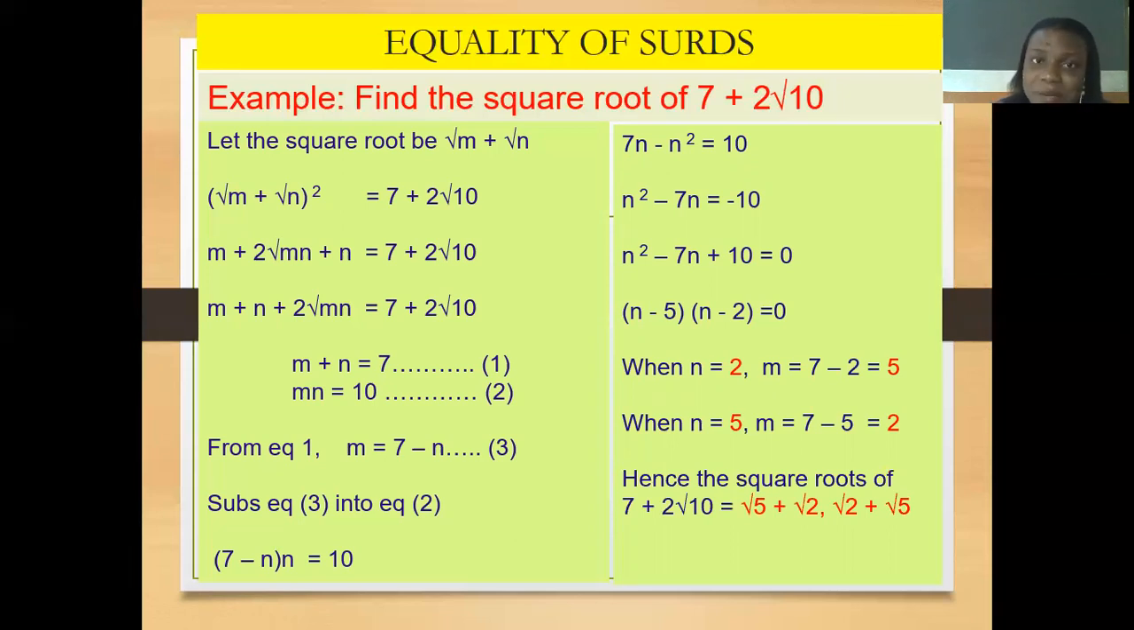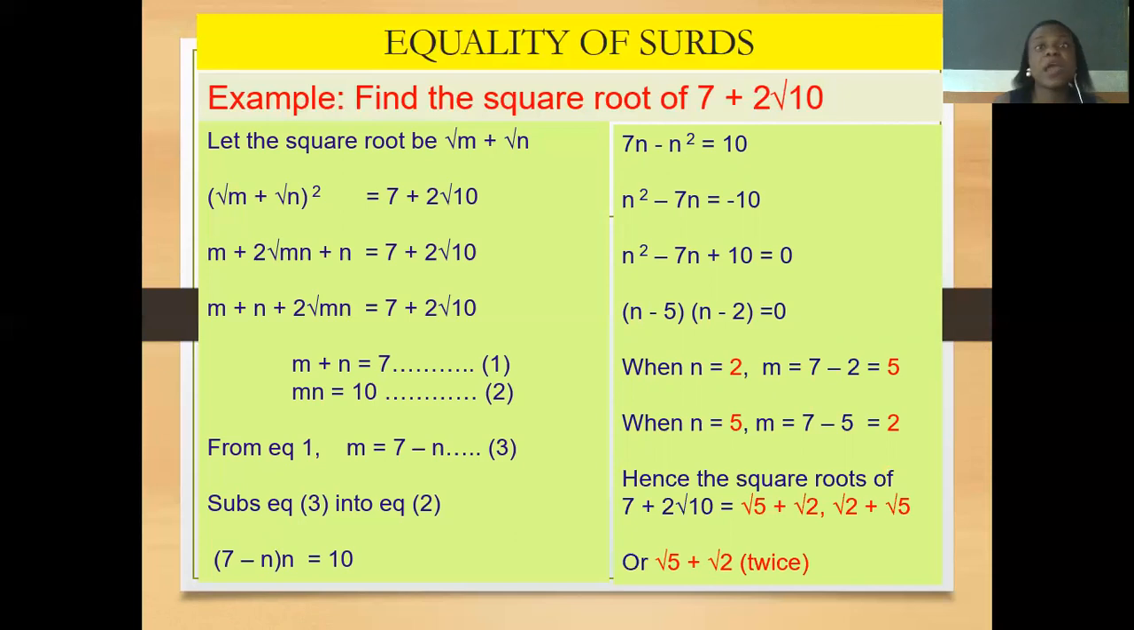Now, I think it's clear that root 5 plus root 2 is the same thing as root 2 plus root 5. For example, if I say 2 plus 3, the numerical value of 2 plus 3 is the same thing as the numerical value of 3 plus 2. The only thing that differs is the positions of the numbers, right? So I can just simply say root 5 plus root 2 twice, because root 5 plus root 2 is the same thing as root 2 plus root 5.